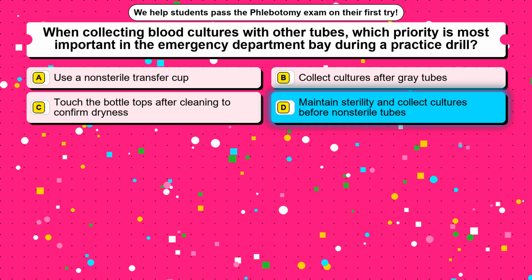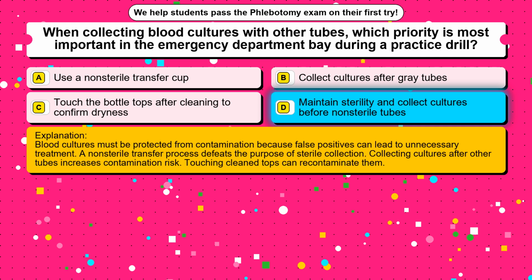Maintain sterility and collect cultures before non-sterile tubes. Blood cultures must be protected from contamination because false positives can lead to unnecessary treatment. A non-sterile transfer process defeats the purpose of sterile collection. Collecting cultures after other tubes increases contamination risk. Touching clean tops can recontaminate them.